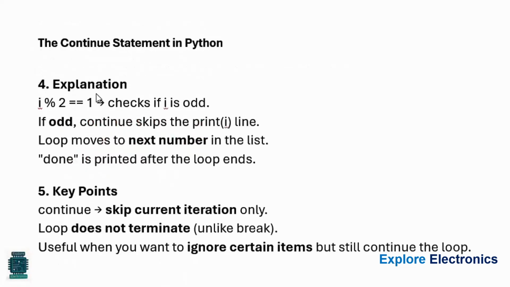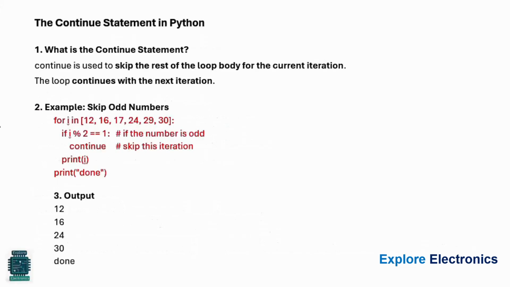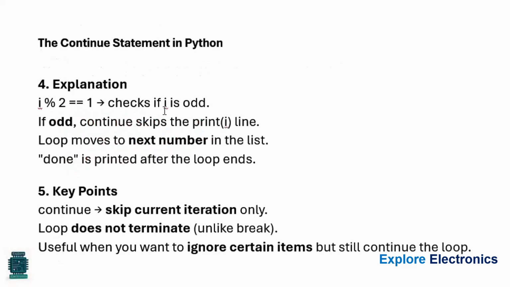Here I have explained that program, i modulus 2 equal to 1. It will check if i is odd. If it is odd, then continue skips the print i line. It will skip that particular iteration. The loop moves to the next number in the list. Done is printed after the loop ends. Here done will print after the execution of this loop. Got it? This is the explanation.